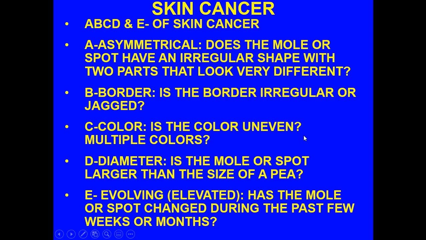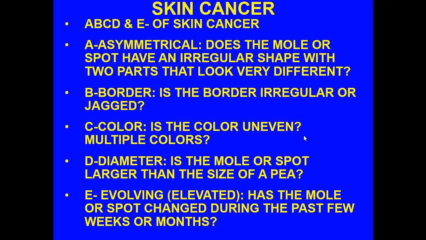That's what I'm bringing up because there is an A, B, C, D, and E of skin cancer. And if you have these particular aspects, this is where you really should be getting checked by a dermatologist. A is for asymmetrical, meaning that the mole has an irregular shape, and if you look at it bisected, the two parts don't look the same. They look very different.